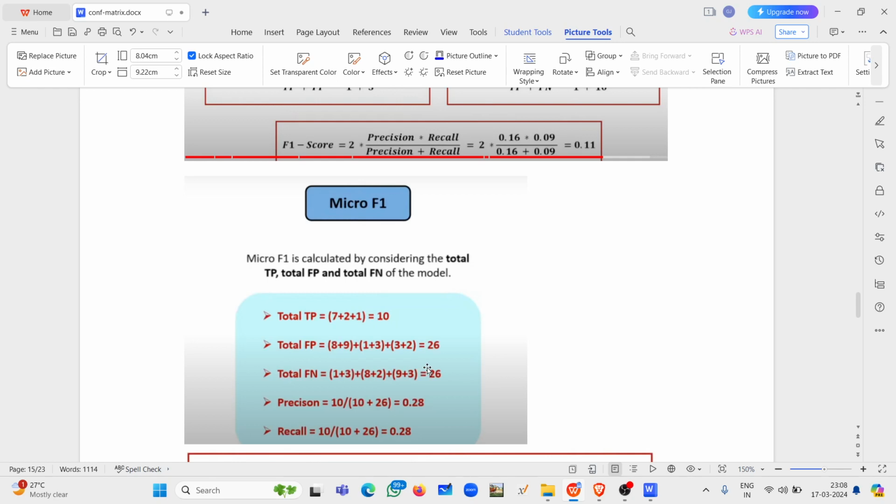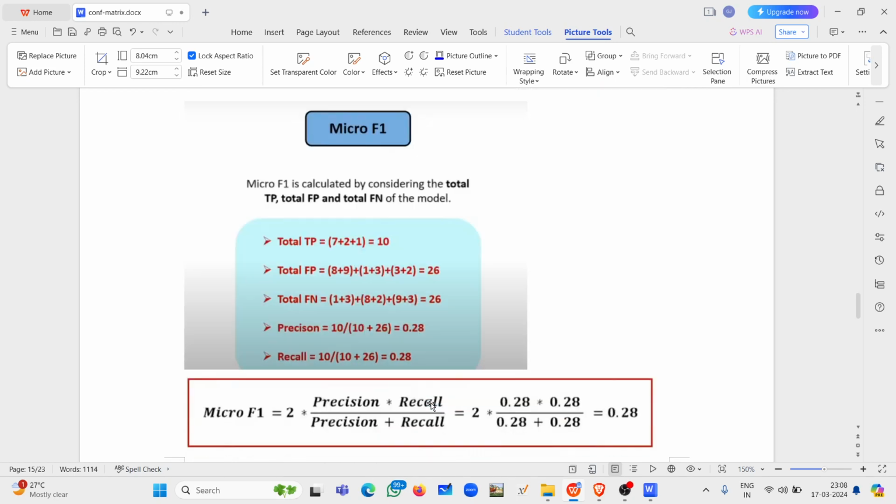Try to understand, true negative we are not using, right? So that is not used at all. That's why these three are used here. Now what is the precision? Precision is true positive by true positive plus false positive, it is 10 divided by 10 plus 26, it is 0.28. And recall also it is coming 0.28. And if you are going for your F1 score, it is also coming 0.28.